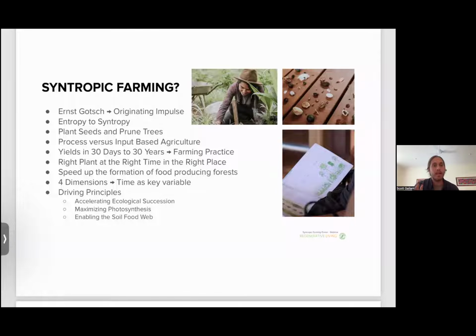What we're really working with that I think syntropic farming has developed a beautiful methodology for, that I don't see in other agroforestry methods, is time as a key variable. Ecological succession is what we're doing here. So that's the short version of what syntropic farming is. There's tons of resources out there. I would really recommend the Life in Syntropy website or Ernst Götsch's website to keep exploring these ideas.